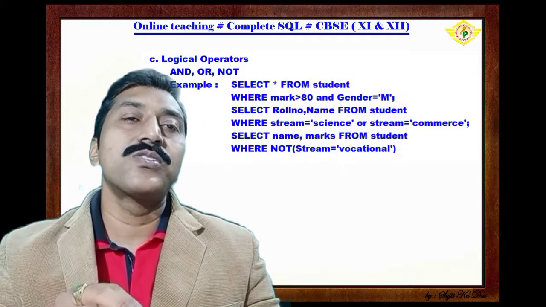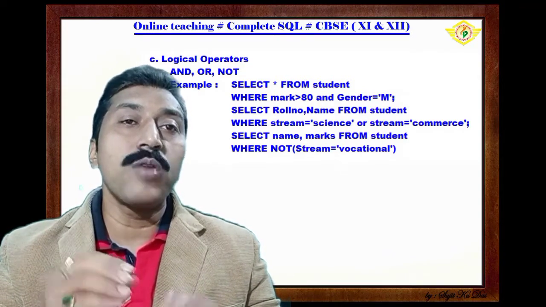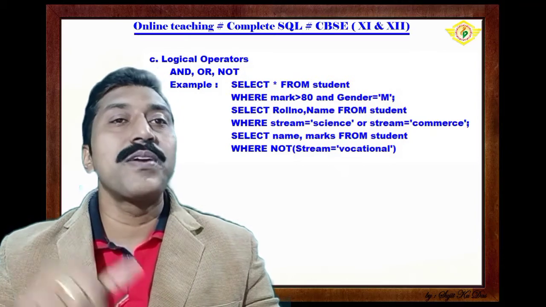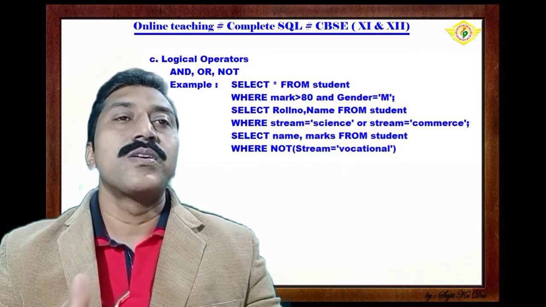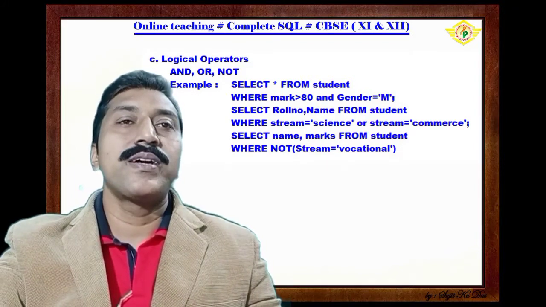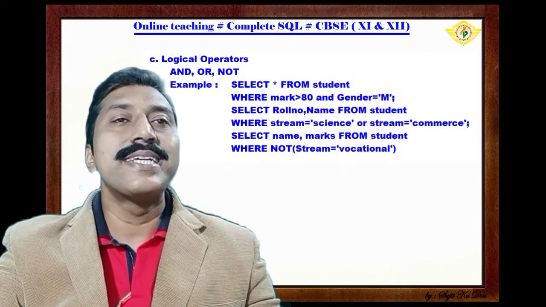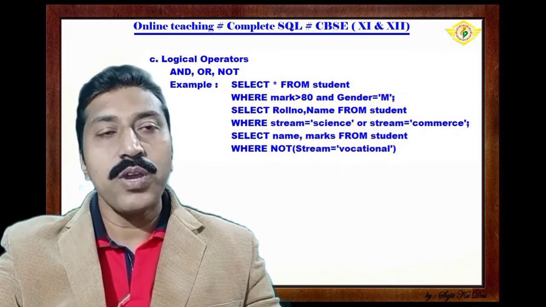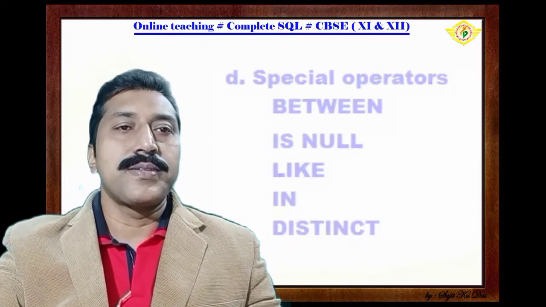It means the stream is not vocational. If the stream is not vocational, then the name and marks from student should be displayed for them. Those whose stream is not vocational. Okay, after that we'll use the special operators.